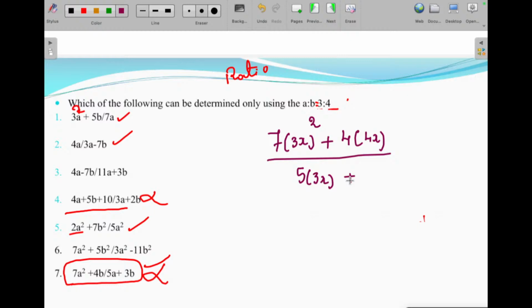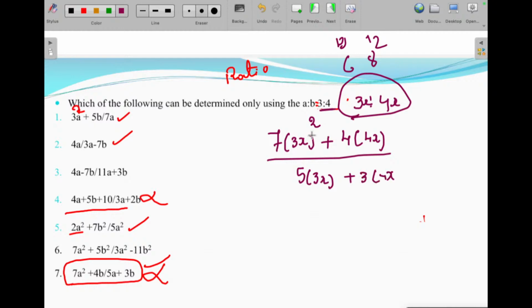Yes, exact value of A is 3 and B is not an exact value. Who said exact? It is a ratio, right? There clearly they are given. You can write it 6, you can write it 8, you can write it 9, you can write it 12, any number. That's why I am writing 3x and 4x. This is a ratio.